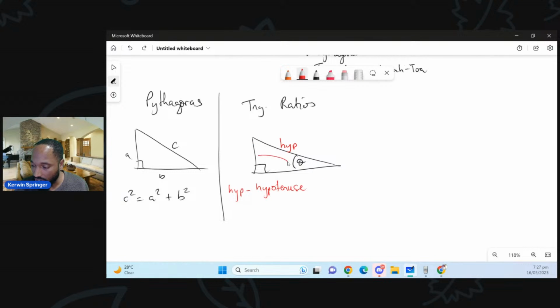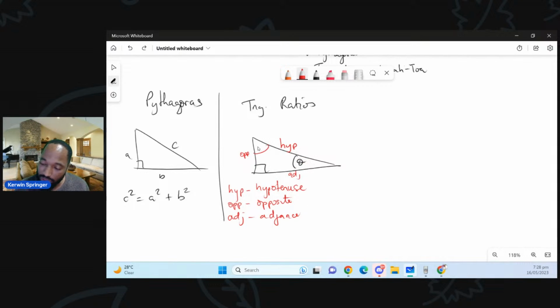And then over on this side, we call it the OPP. That's not your ups. That's the opposite. So the OPP is the opposite. They're not your enemies, and that's the opposite. The ADJ, that's the adjacent. That's the side that's touching the angle in the question.